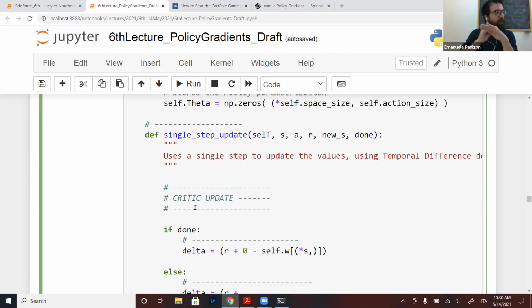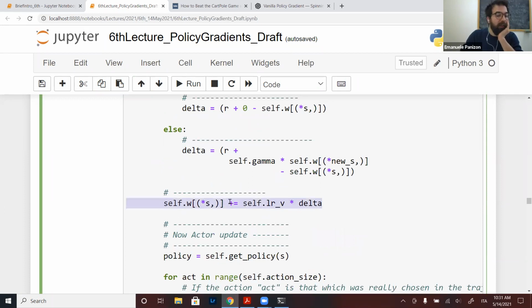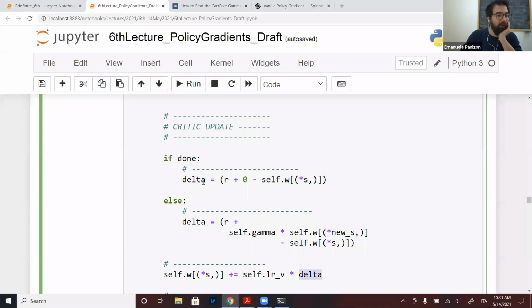We divide it into first the critic update, and then the actor update. The critic update we already know how to do. The delta is equal to R, the instantaneous reward, plus 0 minus the value if we are done. And if we are not done, it is R plus the discounted future value minus our value. This is as always. Then I update the value for the state I'm in using the corresponding learning rate multiplied by the delta. So this delta is the normal TD error.